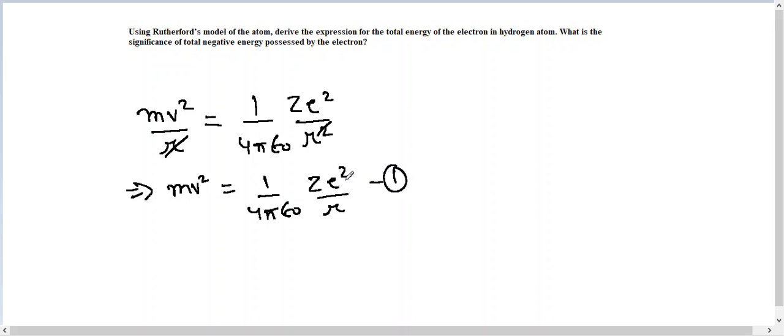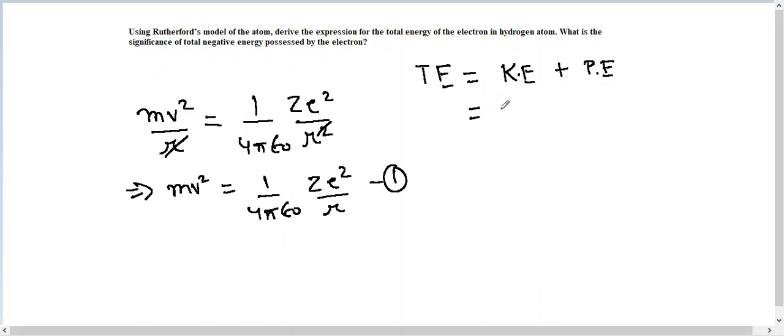Now we know that the total energy of an electron is the sum of kinetic energy and potential energy. So I'm going to write total energy as TE, which we have to find out, which is the sum of kinetic energy KE and also the potential energy. That's the standard thing that we know. Remember, here the potential energy, we don't mean mgh, but it is electrostatic potential energy.